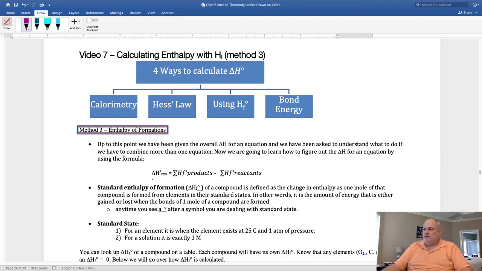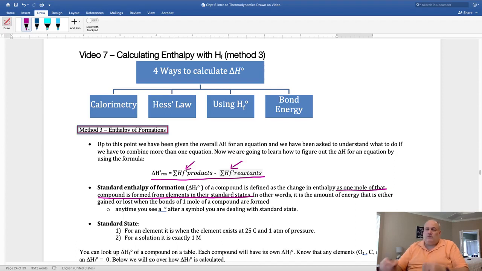And in order to do that, we need to use this equation right here, which says the enthalpy of a reaction is equal to the enthalpy of formation of the products minus the enthalpy of formation of the reactants. Now, that begs the question, what is the enthalpy of formation? Well, here's how it is defined. It's the change in enthalpy as 1 mole of that compound is formed from elements in their standard states.